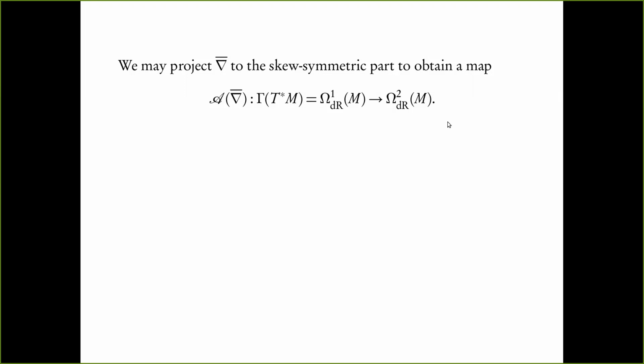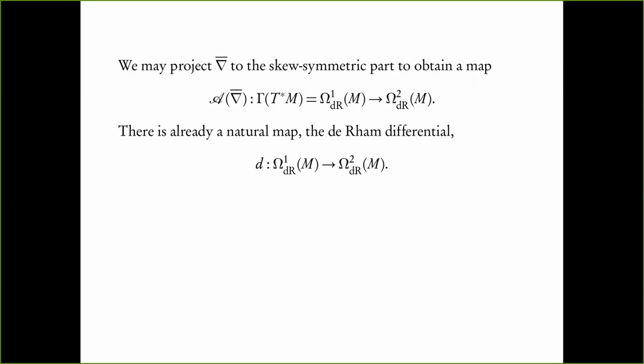You already know that the de Rham differential maps precisely in this fashion, that it maps k-forms to (k+1)-forms, right? So you already have this map. The question really is whether these two are the same. And it turns out that this is equal to the de Rham differential if and only if the original connection nabla is torsion free.